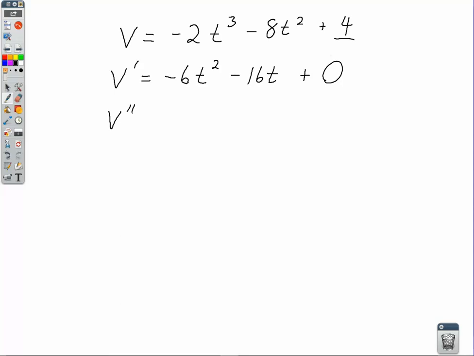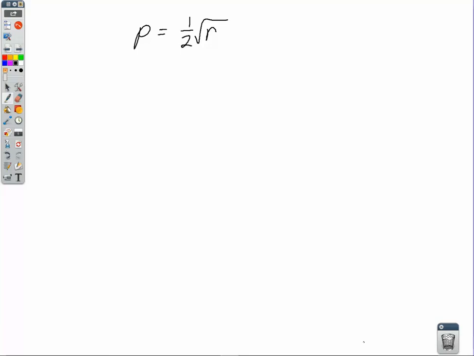We can do it again. V double prime is going to be negative 12t to the first minus, remember, this is t to the first here. 1 times negative 16 is negative 16t to the 0. T to the 0 is 1. So there we end up with our second derivative of this function.